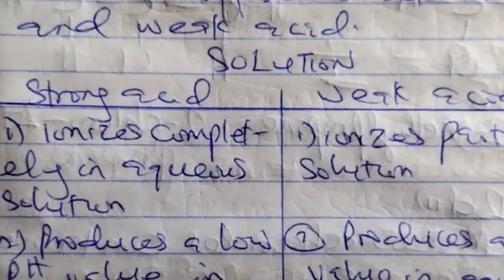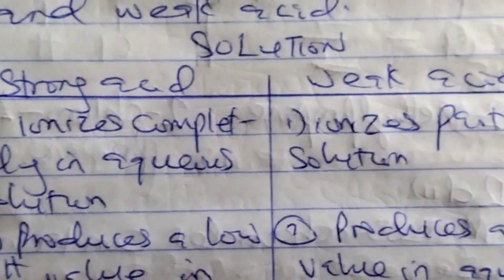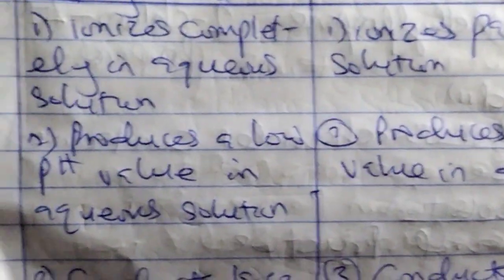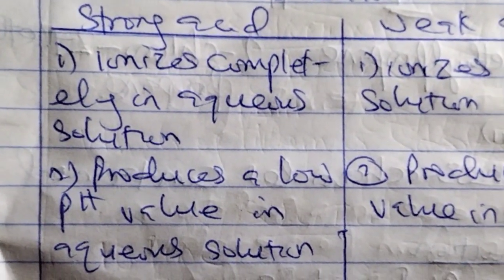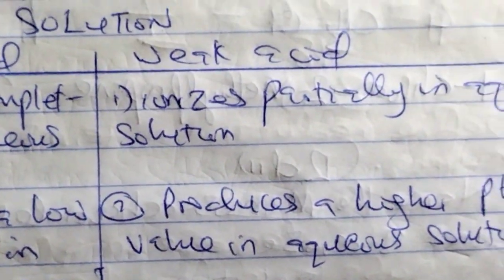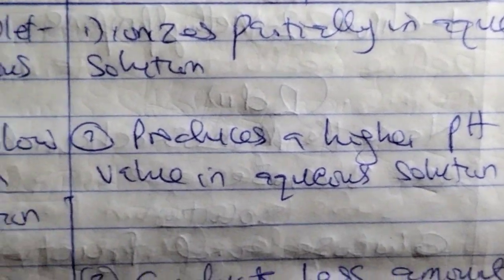When I go to 2ci, it says give 2 differences between strong acid and weak acid. Solution, we have the solution in the form of a table. Strong acid ionizes completely in aqueous solution, weak acid ionizes partially in aqueous solution. Number 2, strong acid produces a low pH value in aqueous solution, weak acid produces a higher pH value in aqueous solution.